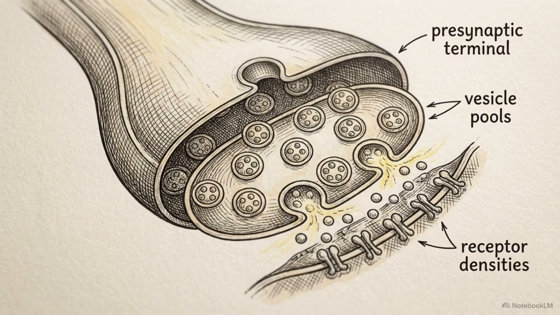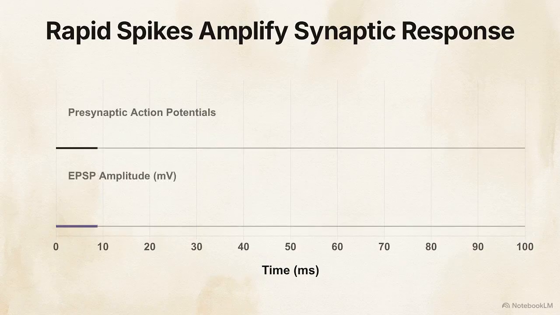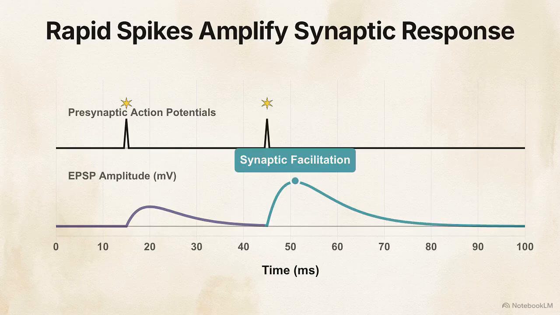At the shortest timescales, ranging from a few milliseconds to a few minutes, we observe short-term synaptic plasticity. These are rapid, transient fluctuations in how effectively a synapse transmits a signal. This plot maps presynaptic action potentials on the top against the corresponding excitatory postsynaptic potentials, or EPSPs, on the bottom. Notice that when a second action potential arrives in rapid succession, the second EPSP peak is significantly larger than the first. This phenomenon is known as synaptic facilitation.